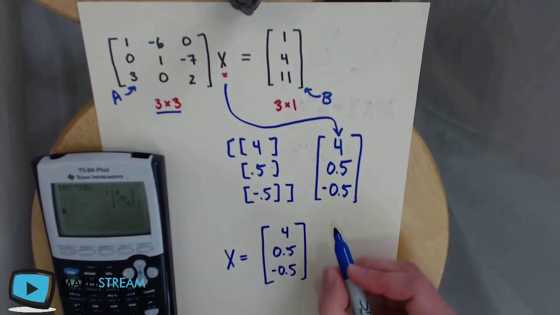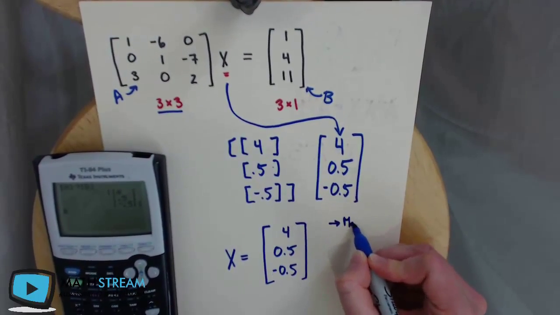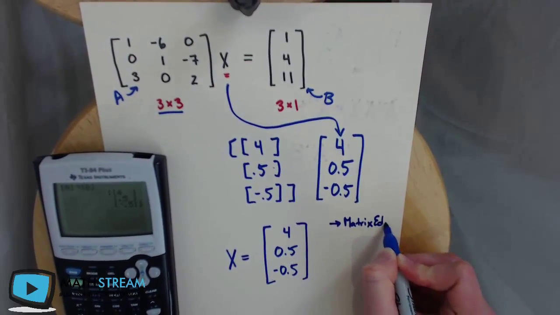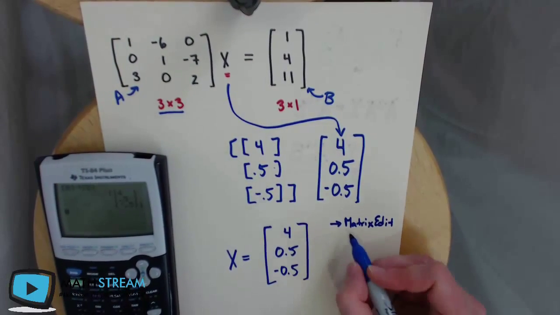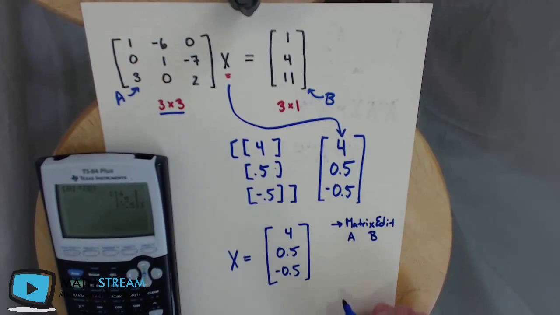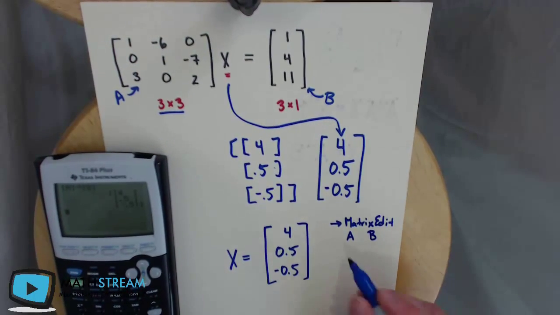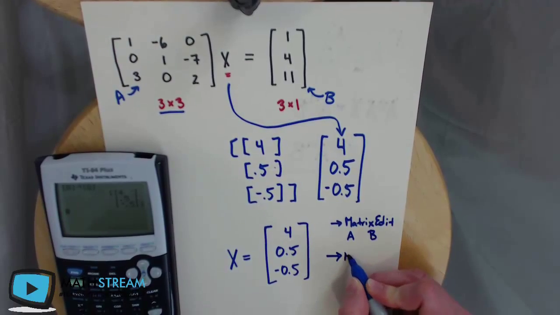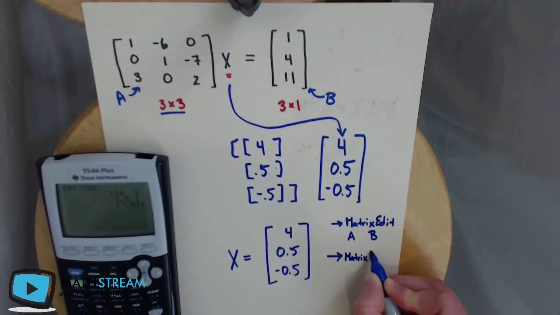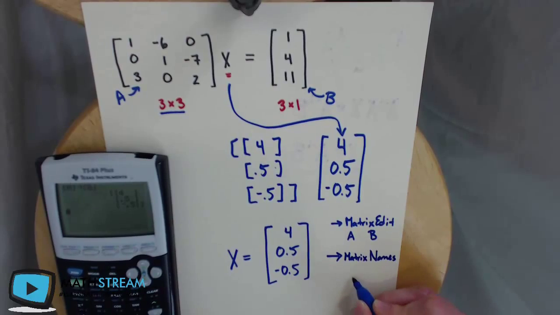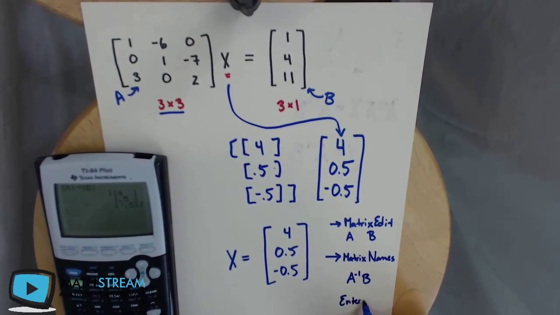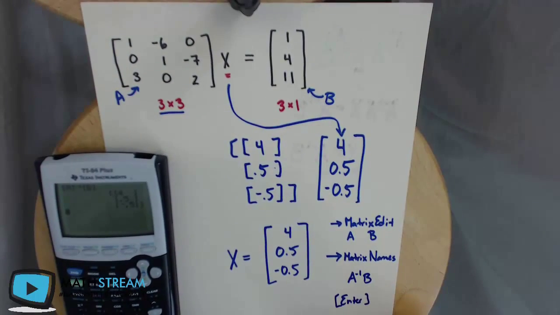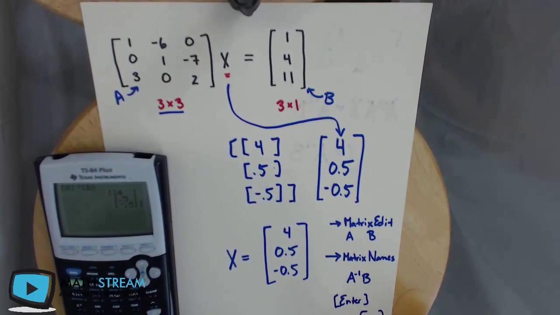That's it. So all we did is we went into the matrix edit portion, and we put in our values for the A matrix and for the B matrix. Then we went back to the main screen and created our equation. We used matrix names, and we wrote out A inverse B, and then we just pressed enter. That's it. And then we got our answer, x equals, and it gave it to us.